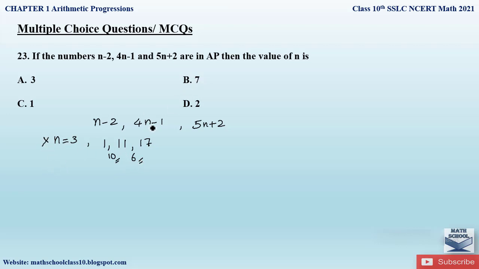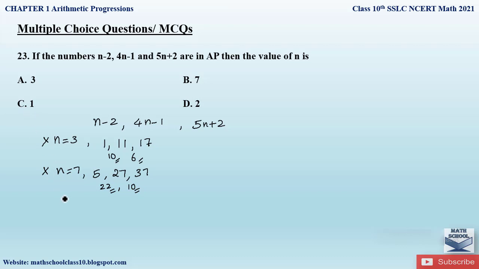Now let us come to second option. Let us take n as equal to 7 and substitute in this given numbers. So 7 minus 2 is 5. 4 into 7 is 28. 28 minus 1 is 27. Then 5 into 7 is 35. 35 plus 2 is 37. Now let us find out the common difference here. 27 minus 5 is 22 and 37 minus 27 is 10. So again you can notice that the common difference is not equal. So again option B is not correct.